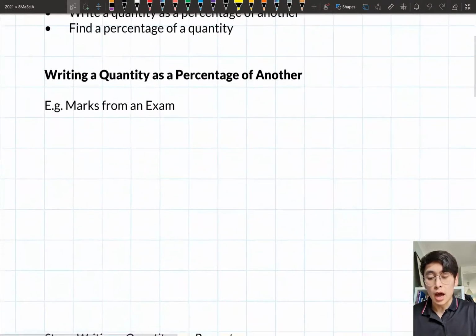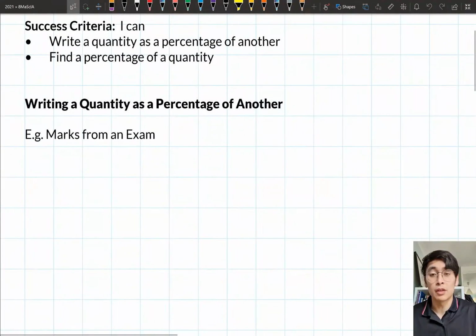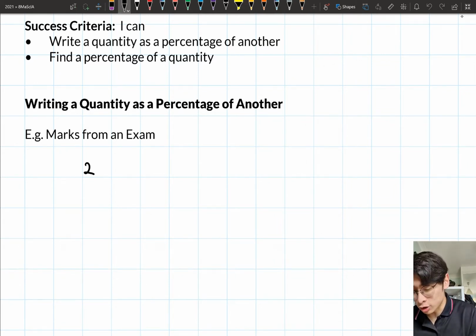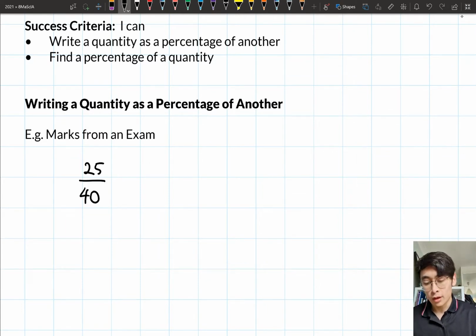When we write a quantity as a percentage of another, the example I like to think of is your marks from an exam. So let's say we sat an exam and you got 25 out of 40 marks. That's your marks out of the exam. But what we want to do is write this as a percentage. What percentage of those marks did you get?